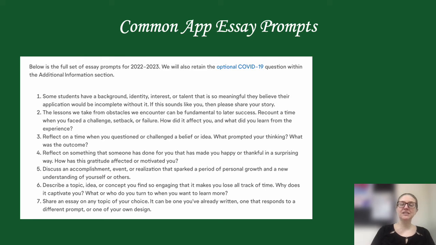Number 7, this is kind of what we call the wild card essay. It says share an essay on any topic of your choice. It can be one you've already written, one that responds to a different prompt, or one of your own design. Keep in mind that for all of them, the length limit is the same, a maximum of 650 words. And keep in mind that whatever you write, it should be something that's unique to you. It shouldn't be something that another student could have written.